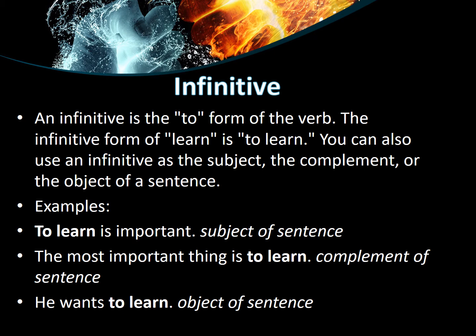The most important thing is to learn. Here infinitive is used as a complement of the sentence and we use it in the middle of the sentence. In the third case, he wants to learn. Here infinitive is used as an object of the sentence. You have learned that infinitive functions in a sentence as a verb, because we already have one main verb in a sentence. But the full type of infinitive is always formed with the first form of the verb, that is the main form of the verb. We never form infinitive with the past tense form of the verb, the second form or third form of the verb. Remember and keep in mind.